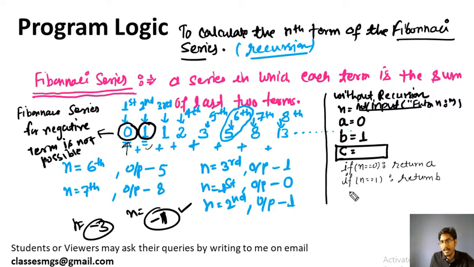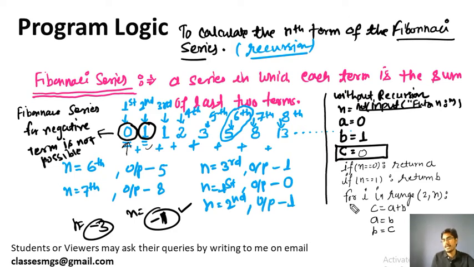Otherwise, what do we need to do? We will write a for loop, i in range from 2 to n, and then we will write c equals a plus b. That's why I have created this variable c. It will be 0. c equals a plus b, a equals b, and b equals c, like this. We will keep on doing this till we get the nth term.